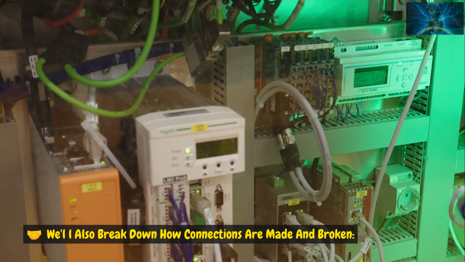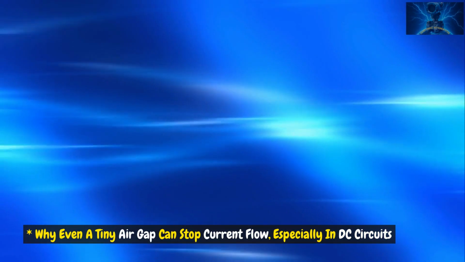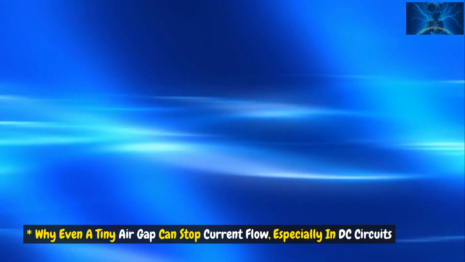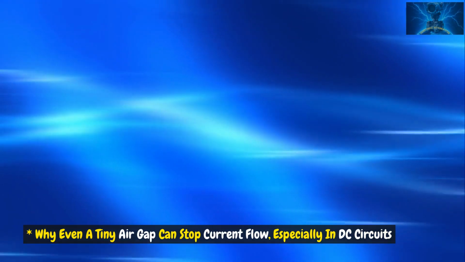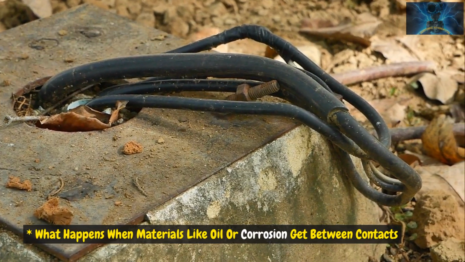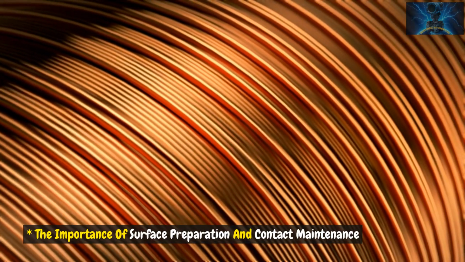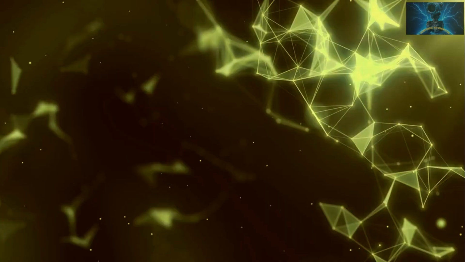We'll also break down how connections are made and broken. How switches function by closing or opening a physical gap. Why even a tiny air gap can stop current flow, especially in DC circuits. What happens when materials like oil or corrosion get between contacts. The importance of surface preparation and contact maintenance.